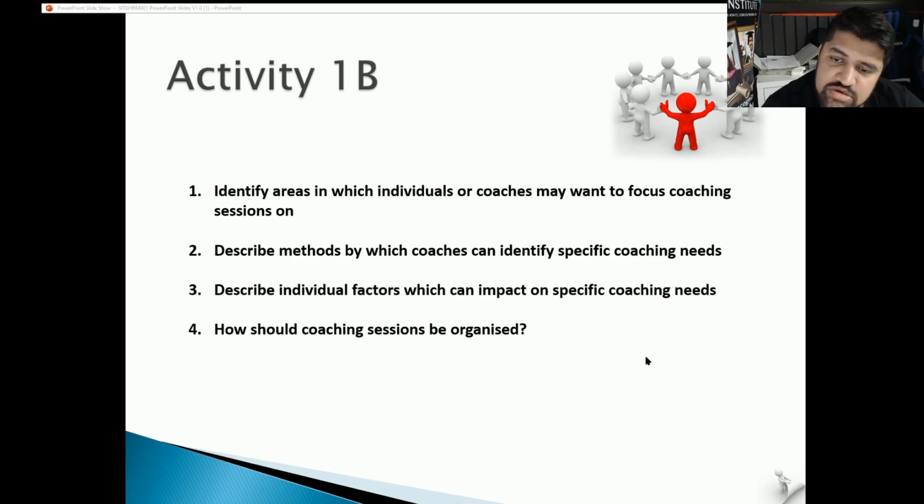Alright, how should coaching sessions be organized? So if I'm organizing a coaching session, I want to first have an introduction or an icebreaker with the student. I then want to talk to the student about what they think the coaching session would be about. And then once they have told me their thoughts on the session, I would describe my session and what we're going to train or learn today.